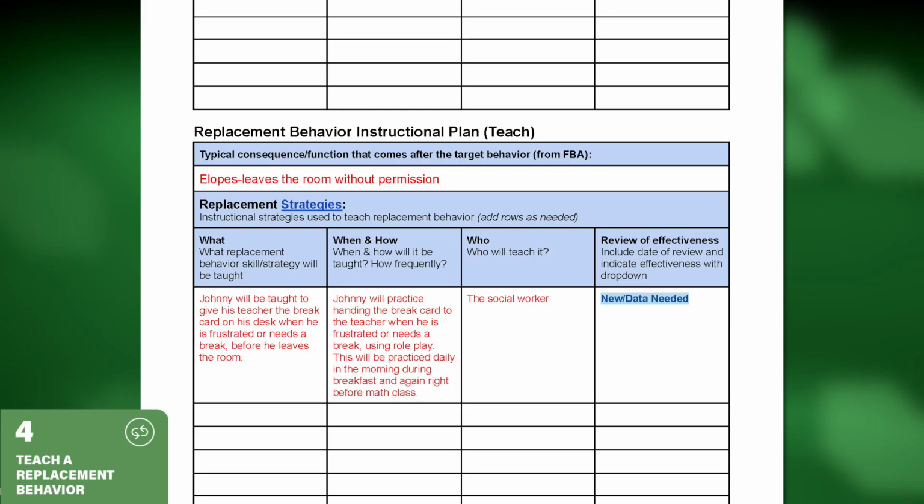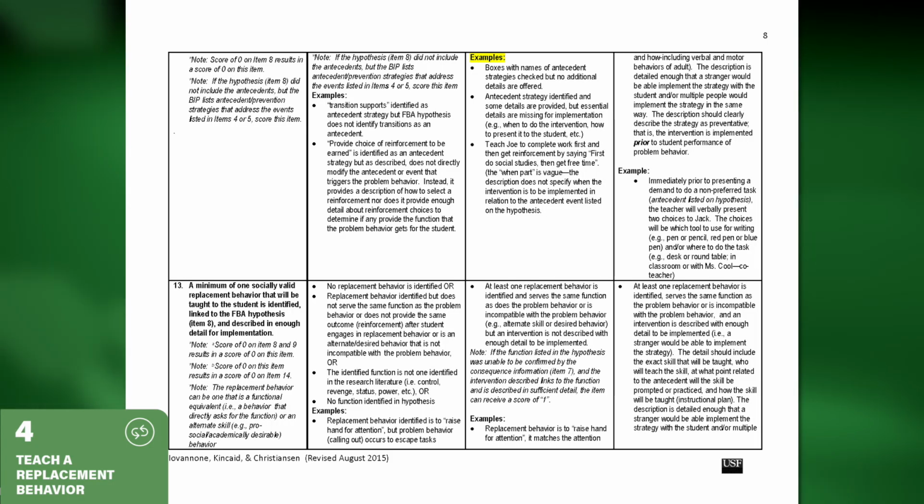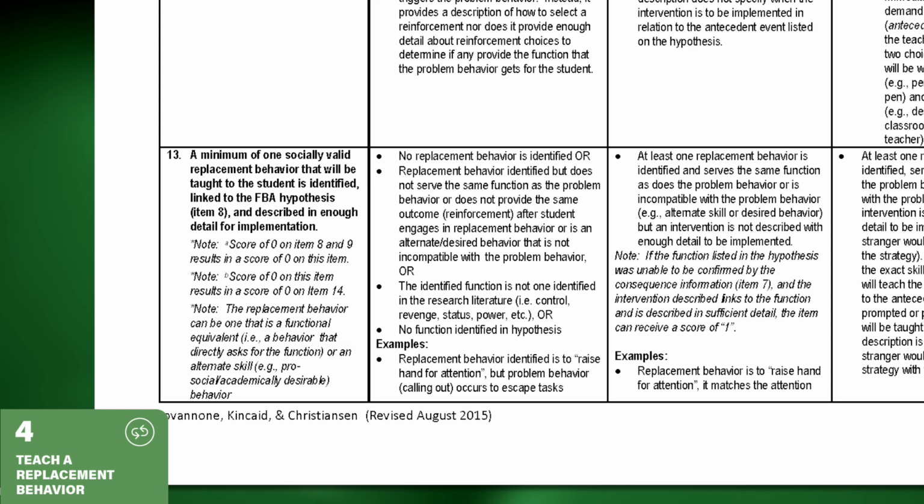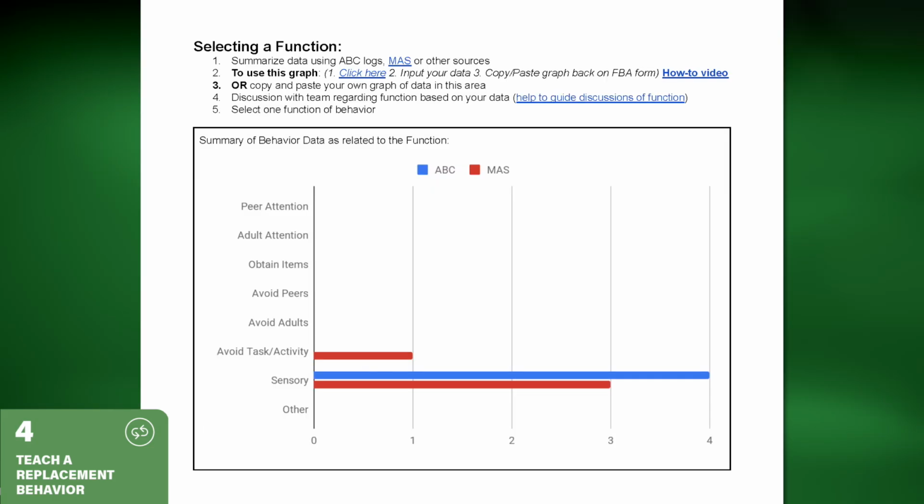So this correlates with the TATE on number 13, where it says a minimum of one socially valid replacement behavior that will be taught to the student is identified and linked to the FBA hypothesis and described in enough detail for implementation. So you can copy and paste your typical consequence or function that comes after the target behavior from the FBA in this section.